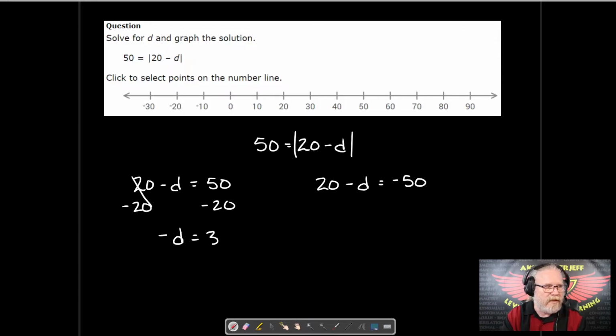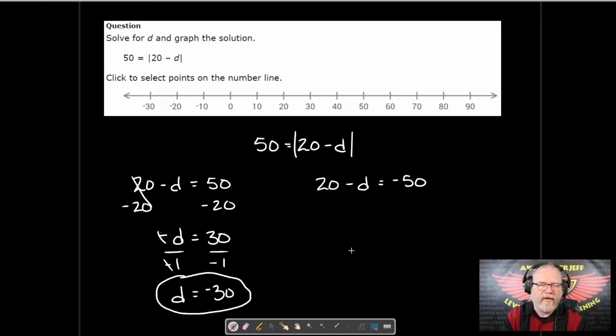50 minus 20 is 30. And now I need to go ahead. This can't be negative d, so it has to be a positive d, so I'm going to divide by negative 1. That means that'll work out those negatives there. It'll cancel each other. D over 1 is d. And 30 divided by negative 1 is, well, negative 30, because positive divided by negative is negative. So my first solution is d equals negative 30.